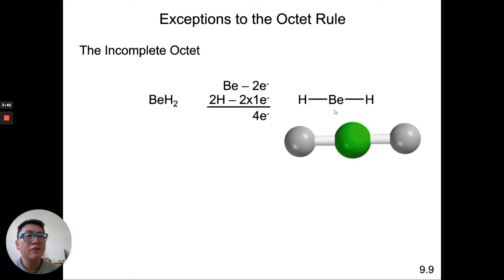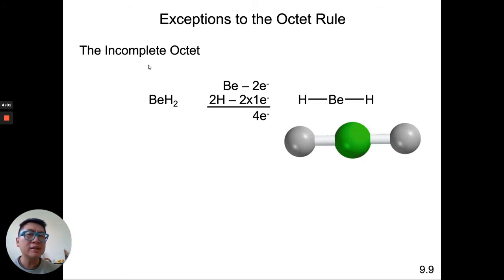In fact, if you found the formal charge of beryllium, beryllium's a group 2 element, group 2 minus 0 dots, 2 lines, the formal charge of beryllium is 0. And the formal charge of hydrogen is 0. So in a way, this is the best and only Lewis dot structure of this, and that's just how it is. It's an incomplete octet.